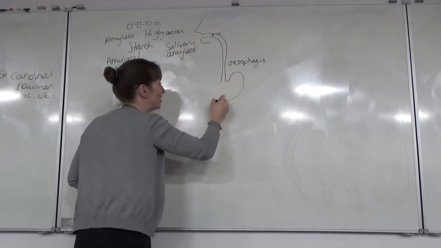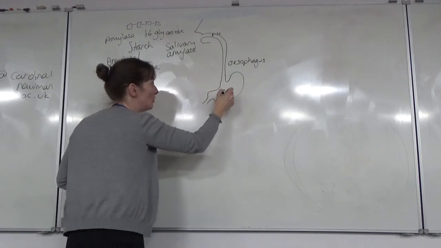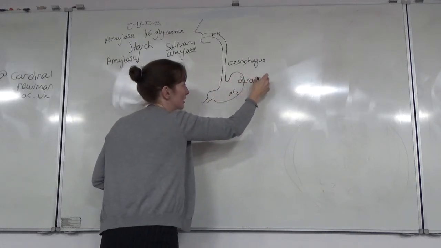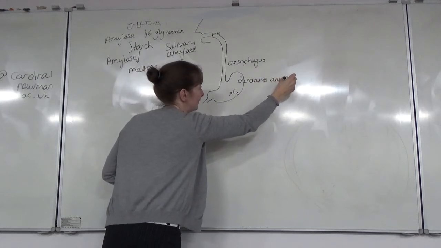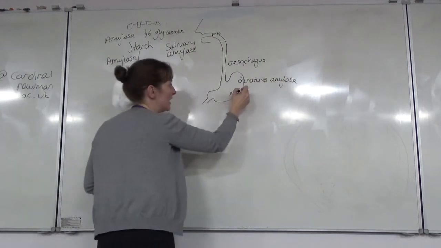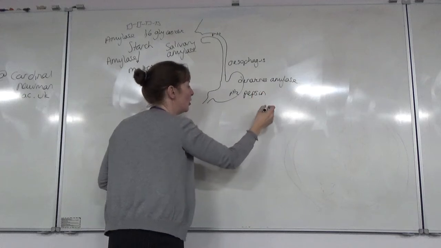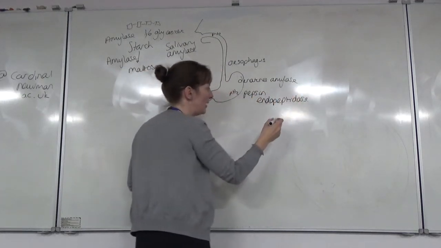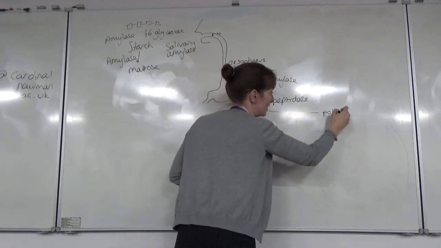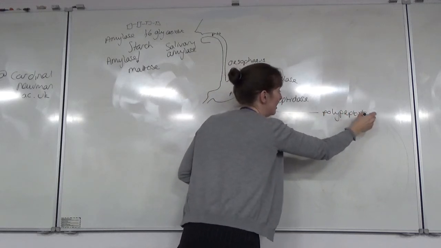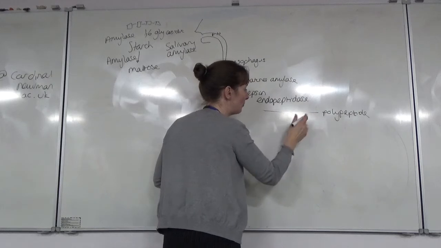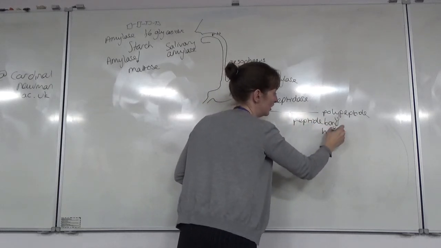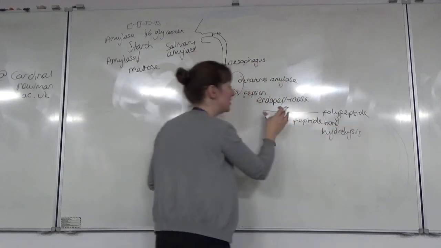When it reaches the stomach, the pH goes down to pH 2. So the enzyme amylase will denature. In the stomach there are other enzymes. There are enzymes like pepsin, which is an endopeptidase. And basically endopeptidases take long polypeptide chains and they hydrolyze the bond in the middle of a long polypeptide, which is the peptide bond. And that makes shorter chains.